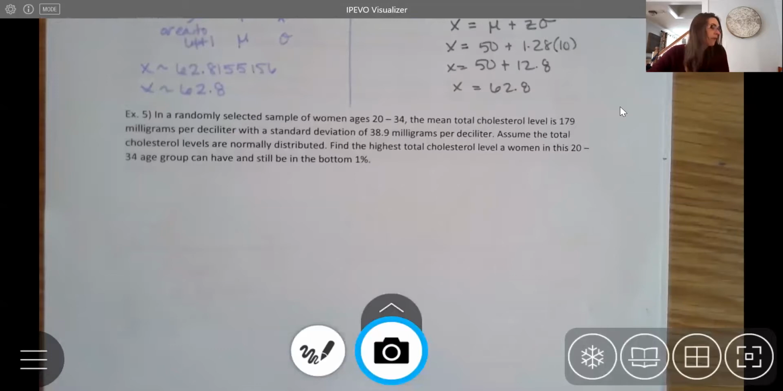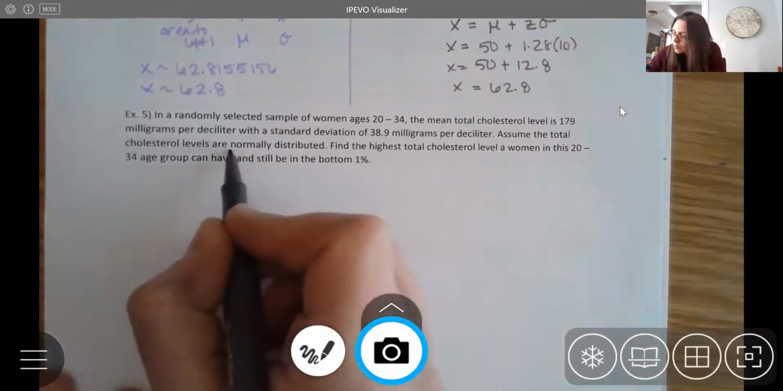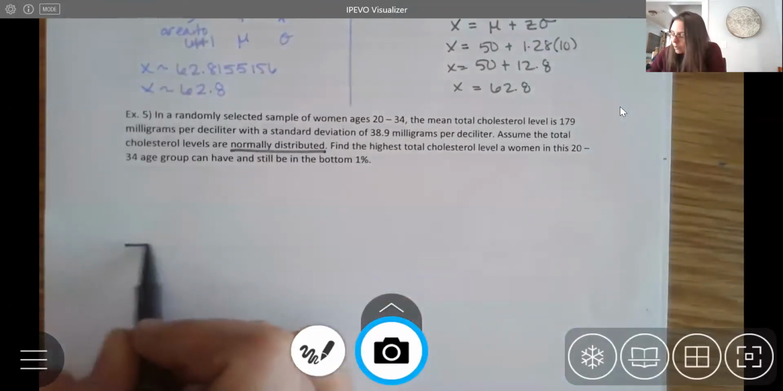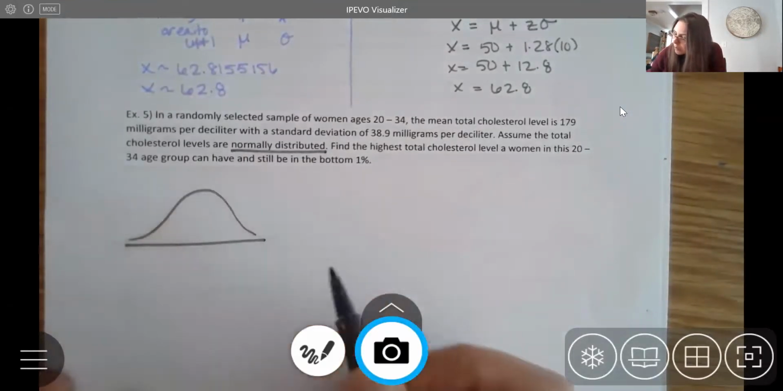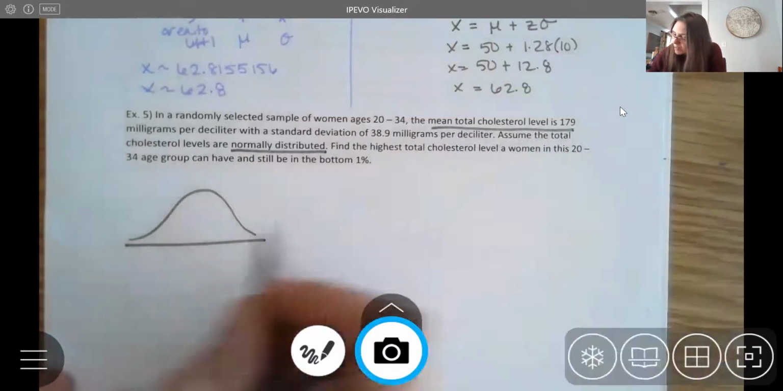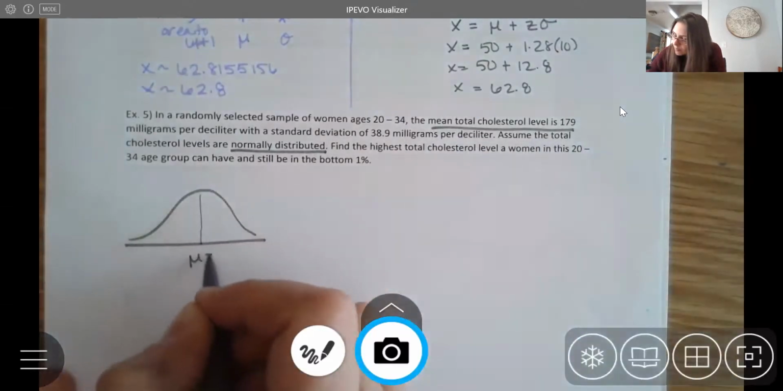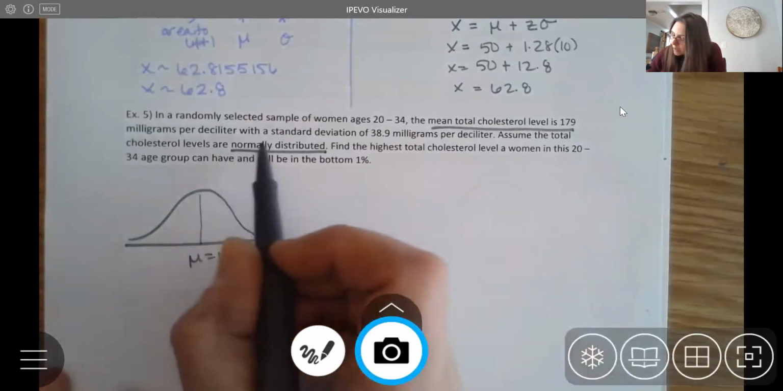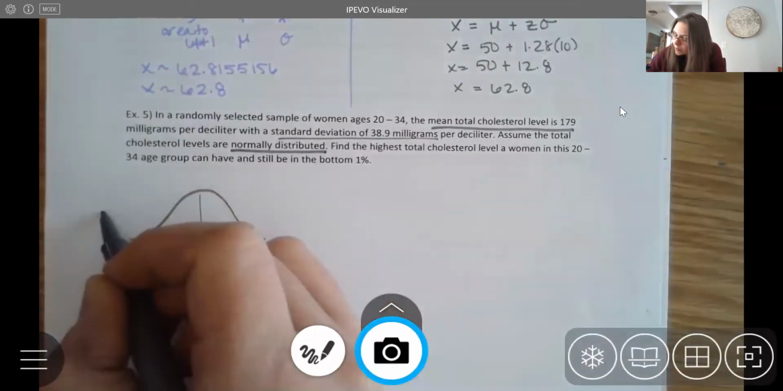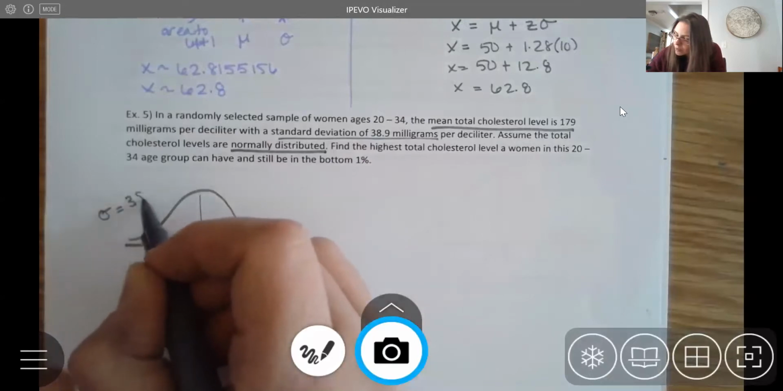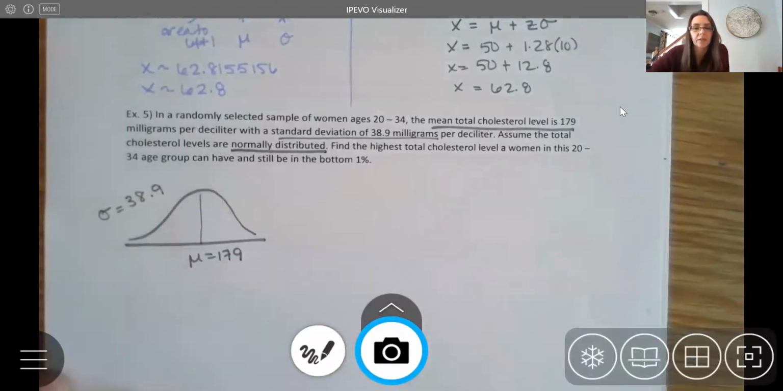In a randomly selected sample of women ages 20 to 34, the mean total cholesterol level is 179 milligrams per deciliter with a standard deviation of 38.9 milligrams per deciliter, and assume the total cholesterol levels are normally distributed. So I see normally distributed, so I know I'm going to have some sort of bell curve. I see that the mean is 179 and the standard deviation is 38.9. So again, I'm just going to make a note somewhere off to the side or underneath, so you keep in mind that standard deviation.